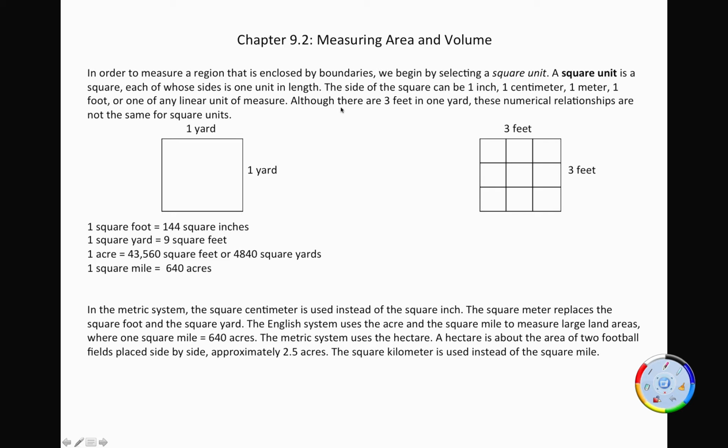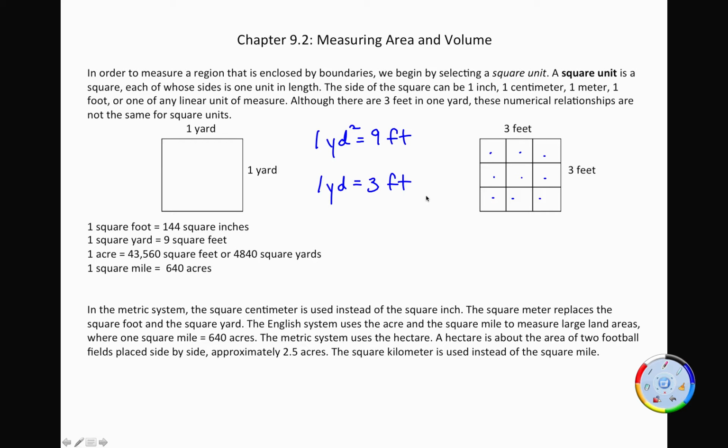Now pay attention to this though. Although there are 3 feet in 1 yard, these numerical relationships are not the same for square units. Let's look at our square that's 1 yard by 1 yard. So the formula for the area of a square, 1 times 1, this is 1 square yard. Over here, if we change the length to feet, then that's 3 feet on this side and 3 feet on this side, and we can see that that's really 1, 2, 3, 4, 5, 6, 7, 8, 9 square feet. Yes, 1 square yard equals 9 square feet, whereas 1 linear yard is 3 linear feet.